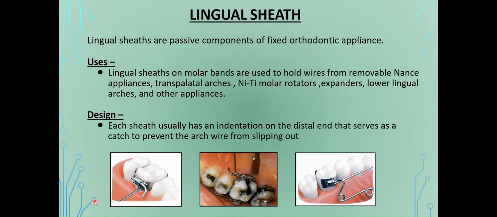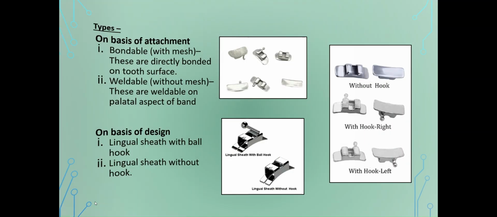Next is lingual sheath. Lingual sheaths are passive components of fixed orthodontic appliances. Uses: lingual sheaths on molar bands are used to hold wires from removable appliances, transpalatal arches, molar rotators, expanders, lower lingual arches, and other appliances. Design: each sheath usually has an indentation on the distal end that serves as a catch to prevent the arch wire from slipping out.